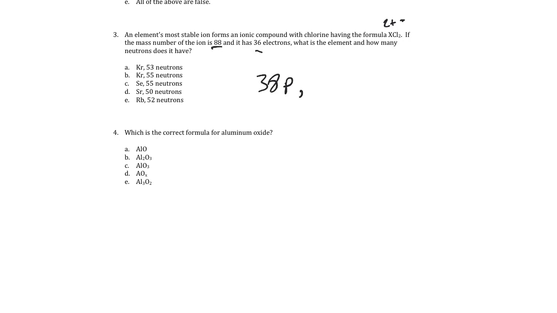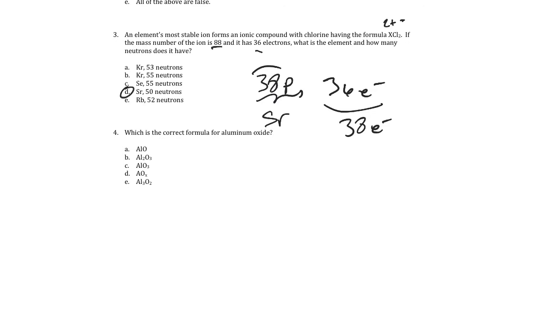And then, as it has in the 2+ form, 36 electrons. Because in the neutral form, it would have 38 electrons. And so what is the element? How many neutrons does it contain? We would go to the periodic table and find that strontium has 38 protons, so this would be strontium. And then the mass number of 88, subtract the number of protons, would leave behind 50 neutrons.